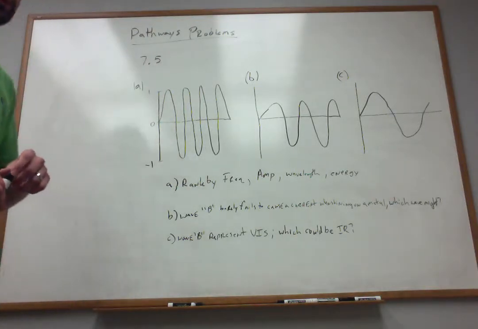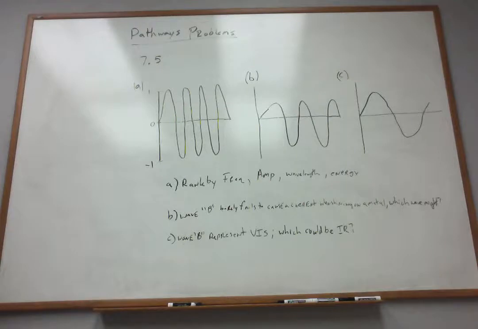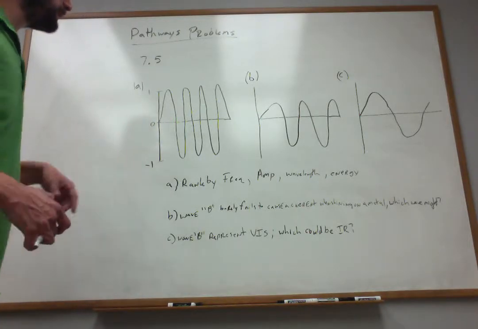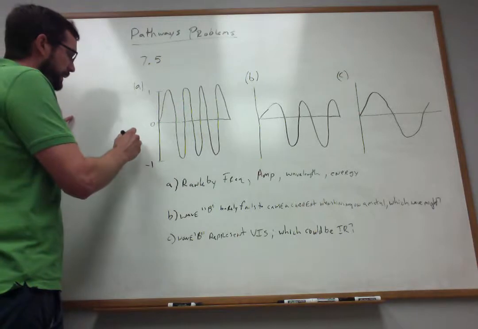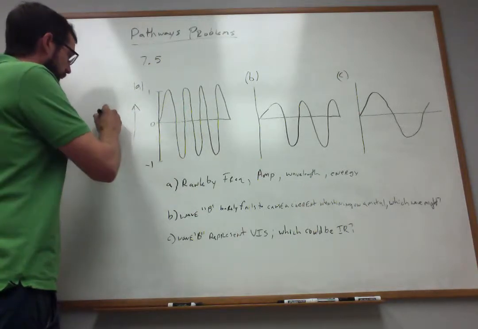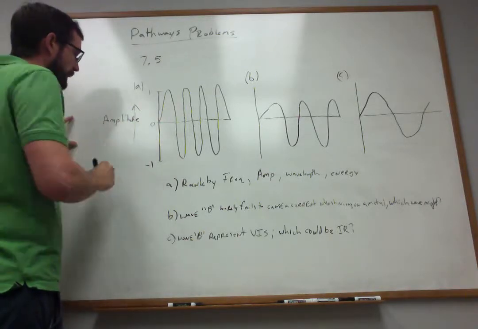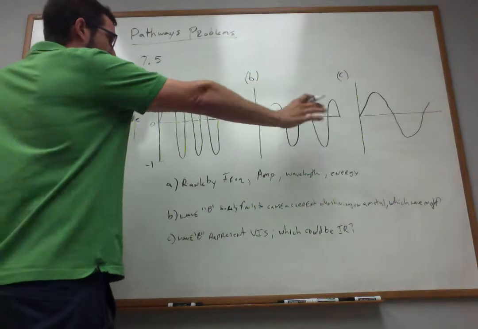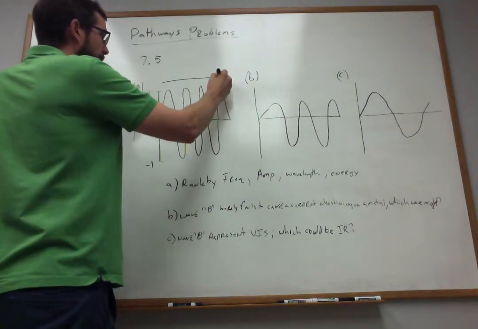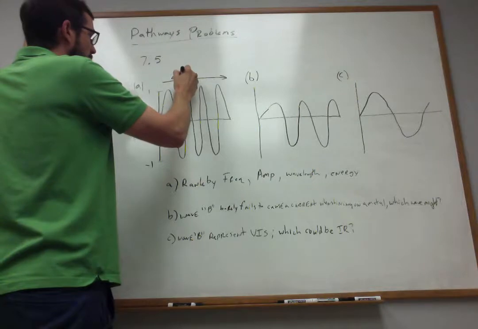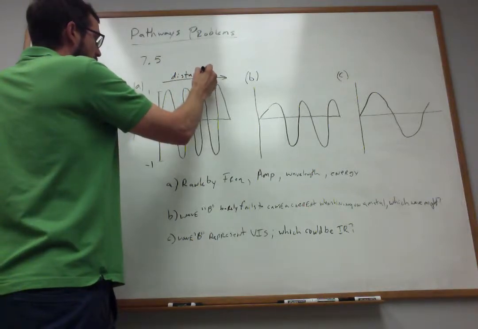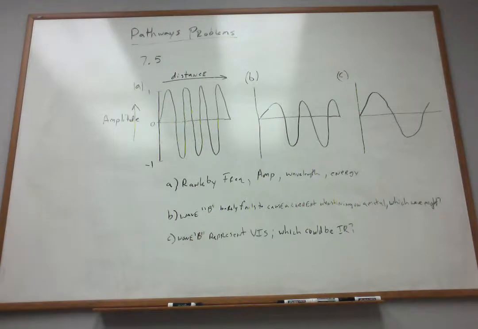Network Pathways problem 7.5. This particular problem gives us three XY plots, which are supposed to represent a wave, a sinusoidal oscillation. On these plots, the y-axis is a measure of the amplitude of the wave, and the x-axis would be spatial or distance, measured in meters, centimeters, nanometers, units, but some measure of distance.